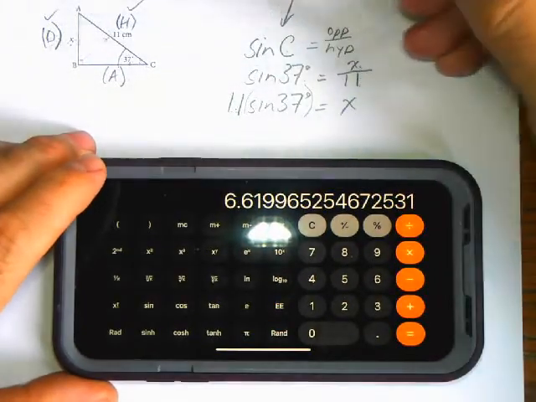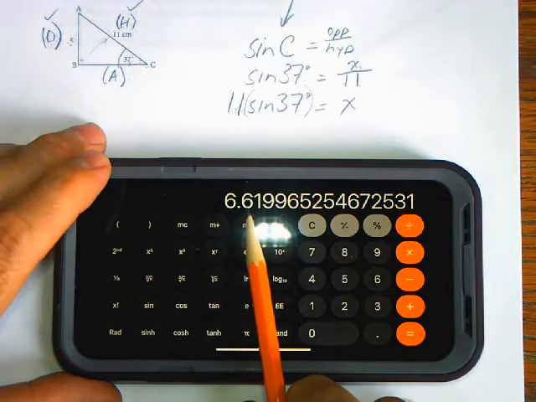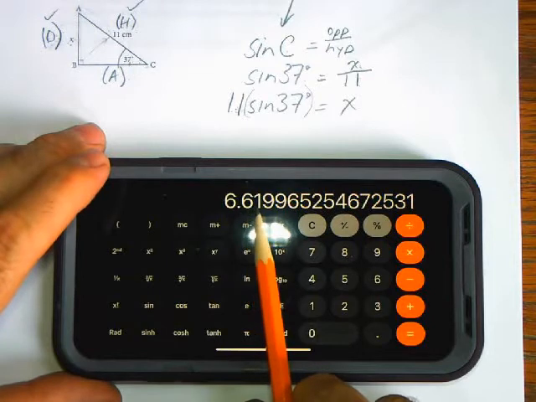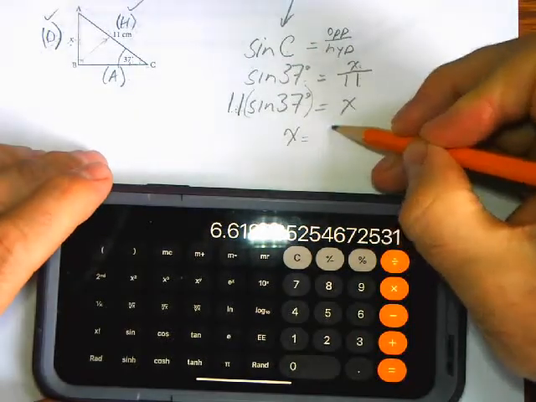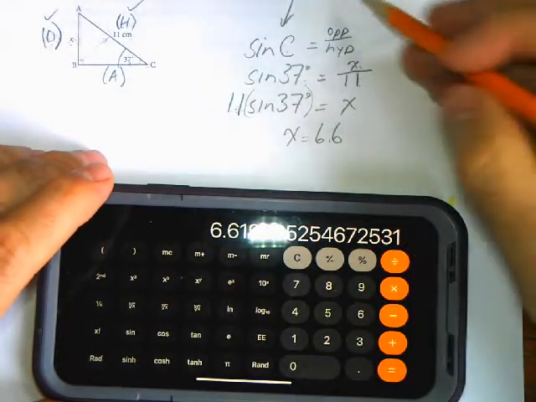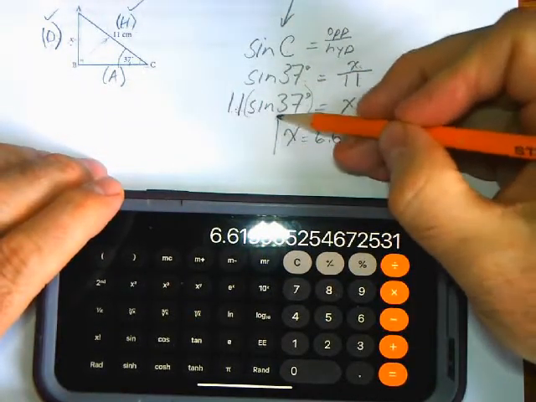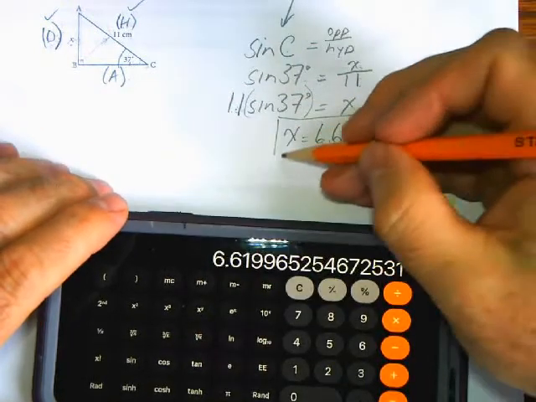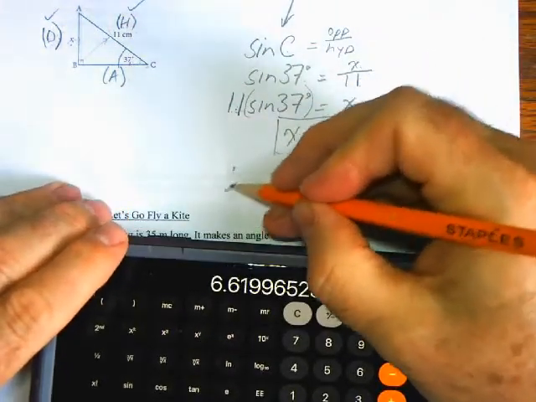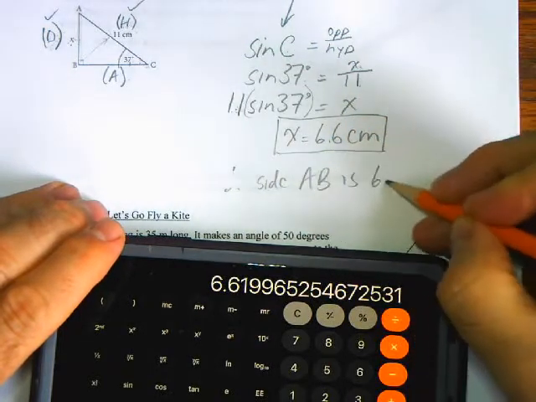This says find the length of the side to the nearest tenth, so the tenth would be there. Do I leave it at 6.6 or do I bump it up to 6.7? Based on the 1 there, I leave it at 6.6. So x is equal to 6.6, and the units were centimeters. Okay, so that answers the question. The question was, what's the length of AB? Or I guess I could actually say, therefore, side AB is 6.6 centimeters.